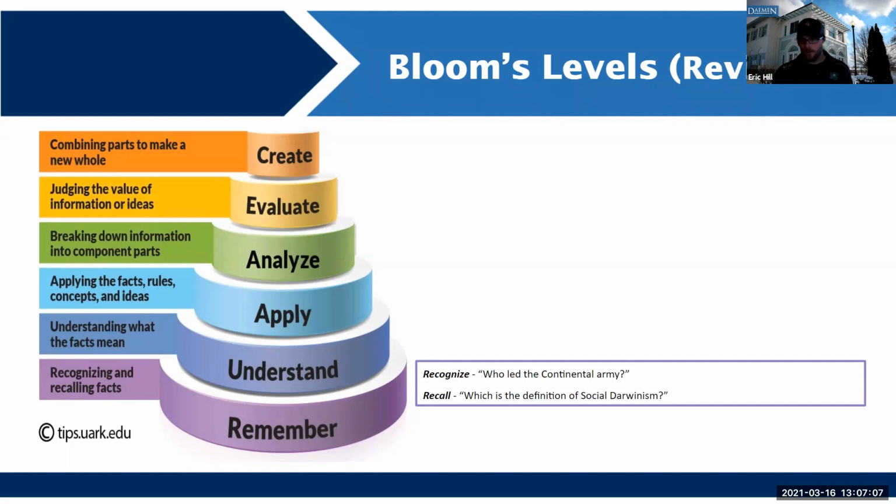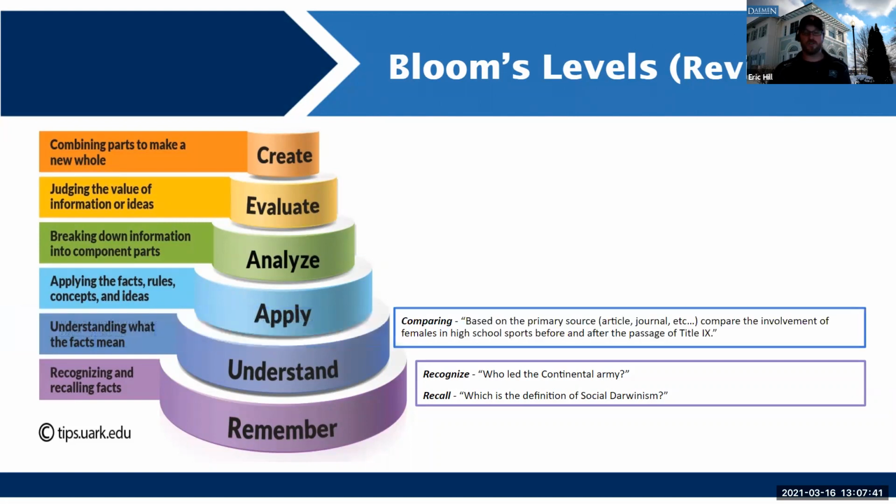Who led the Continental Army during the American Revolution? Which is the definition, and then there'd be a list of definitions, of social Darwinism? So these are memorization type questions, very common, but obviously not really requiring a whole lot of thinking or problem solving from our students. It's really about recalling and memorizing facts and being able to identify those facts.